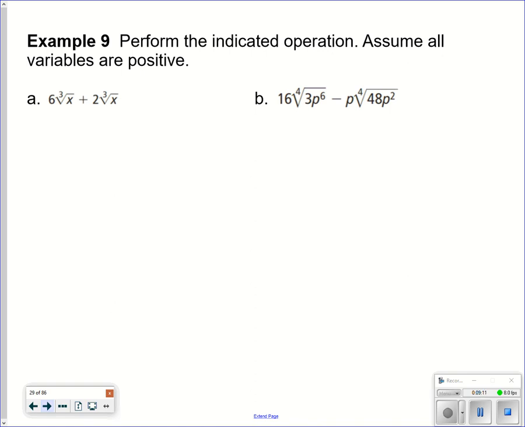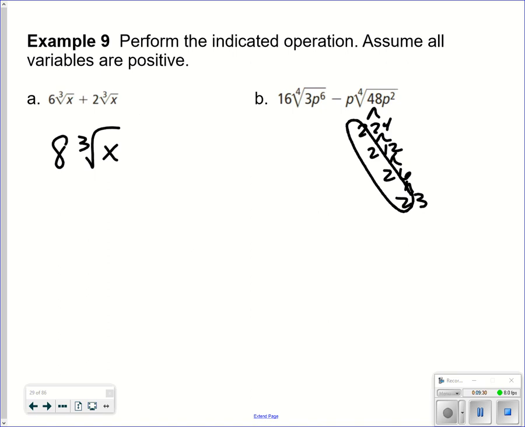Cube root of x plus 2 cube root of x makes 8 cube root of x. We're going all the way kind of back to the beginning here. The next one, you're going to say, well, you can't currently do anything about it, but let's talk about this one over here. 2 times 24, 2 times 12, 2 times 6, which is 2 times 3.